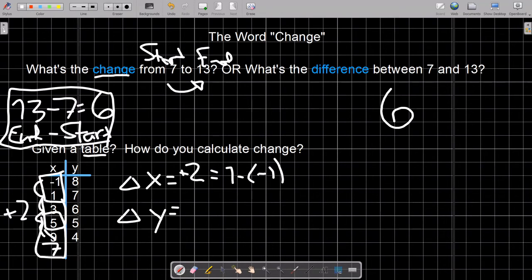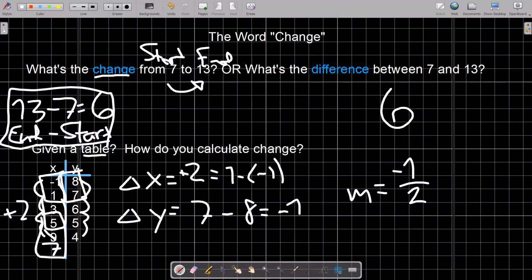Then for change in y, I could look the same way. What's the change here? We can see it's going down 1, so it should be a change of -1. But if I use that end minus start idea, I get 7 minus 8, and that's where we get our change of -1. And in the past, we'd always applied this, knowing the slope is change in y over change in x, or the gradient. Good. I just wanted to talk about the idea of this word change and how it does the end minus start type of thing.